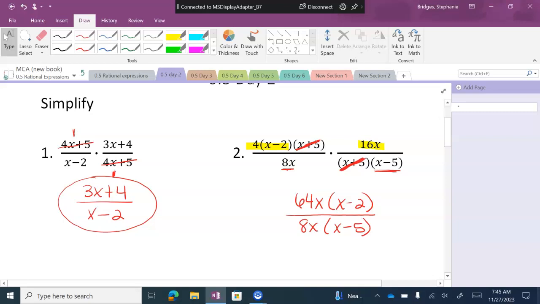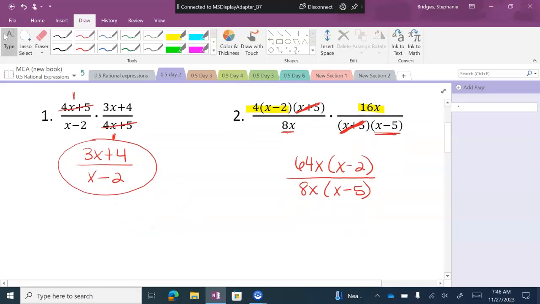Okay, but we have to check and see if we can still simplify. And remember, we simplify factors, things that are being multiplied, not things that are being added and subtracted. If you look in front of the parentheses at the top and the bottom, they both have a number and a variable, correct? So let's start with the numbers. Do 64 and 8 have anything in common that I can simplify? Yeah, I can divide them both by 8. So that's going to turn to an 8 at the top. That will turn to a 1 at the bottom.